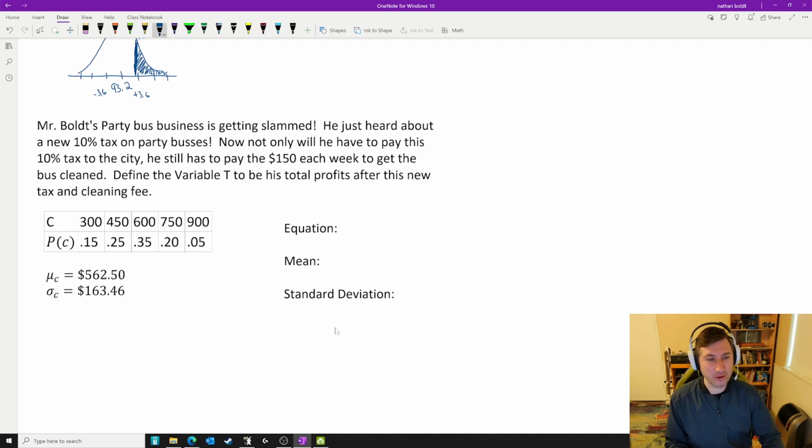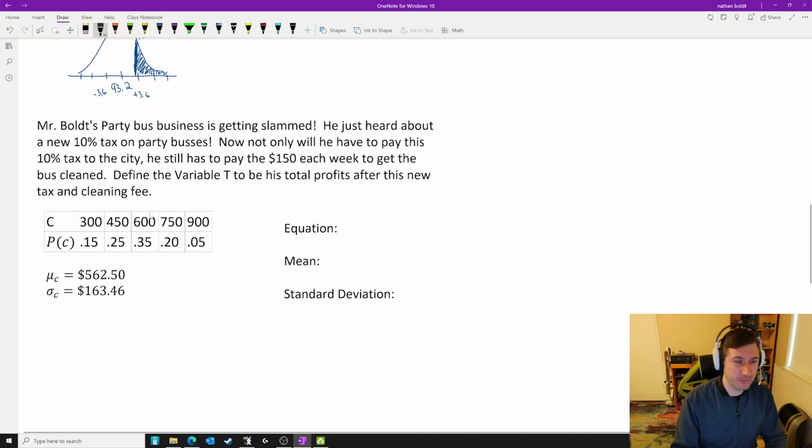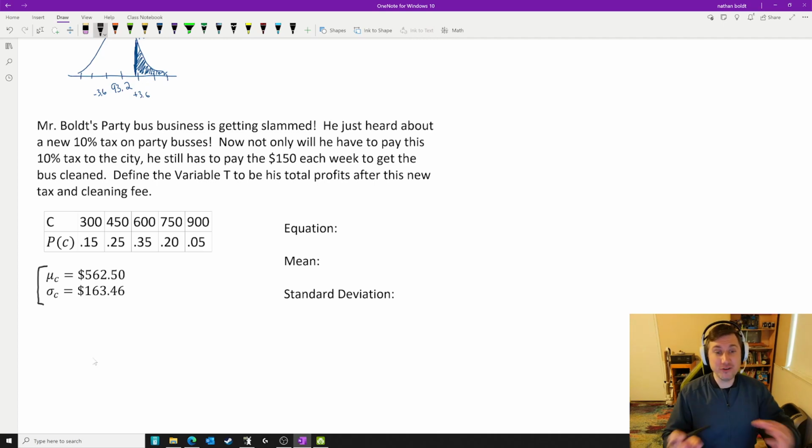We're going to define the variable T to be my total profits after this new tax and the cleaning fee. All right, so I've got the old distribution that we have used so many times. It's this discrete random variable. Here are the mean and standard deviation that we've been using over and over again. But we're going to convert those now. My new variable T, I'm going to get taxed, and I have to pay the cleaning service. So what does this look like?